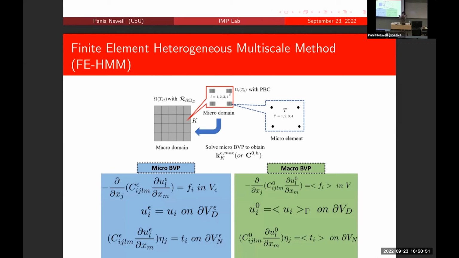There are different methods. The most common one, I guess, is FE squared, where people solve two different problems and pass the information back and forth. But for fracture problems, this becomes really, really challenging, because fracture is a dynamic problem happening at the macroscopic scale, and you want to keep going back. The concept of your RVE is broken, right?